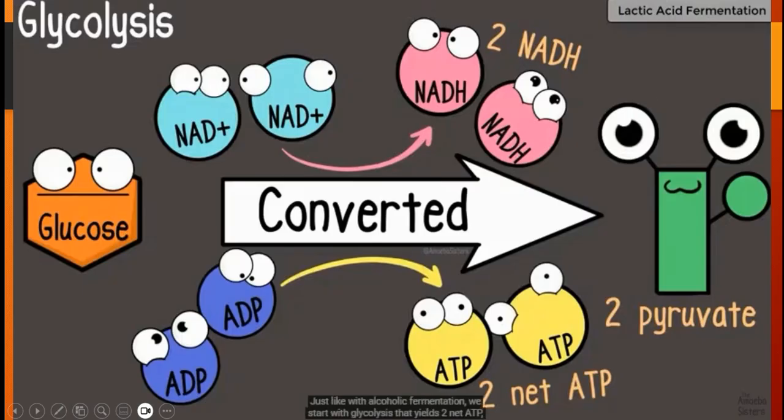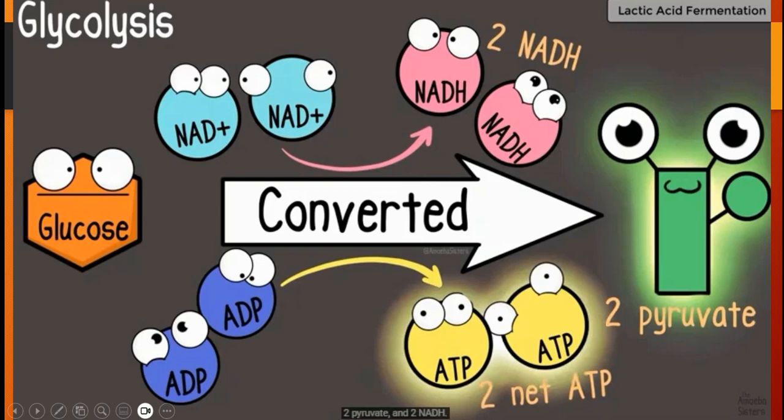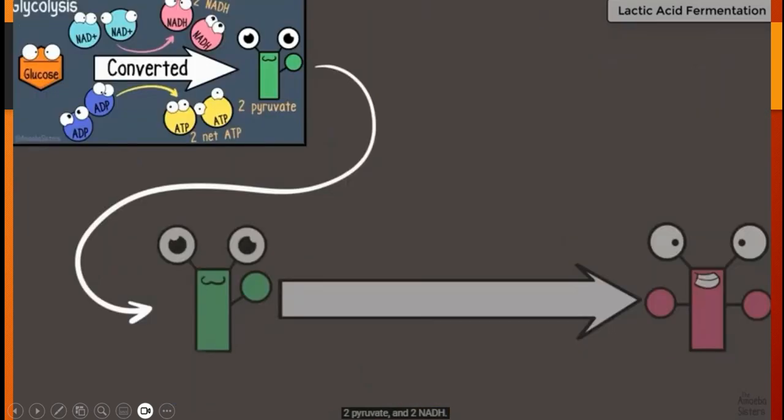Just like alcoholic fermentation, we start with glycolysis. That yields the 2 net ATP, 2 pyruvate, and 2 NADH. But now we need the step to regenerate the NAD+, and this step is a bit different from alcoholic fermentation.